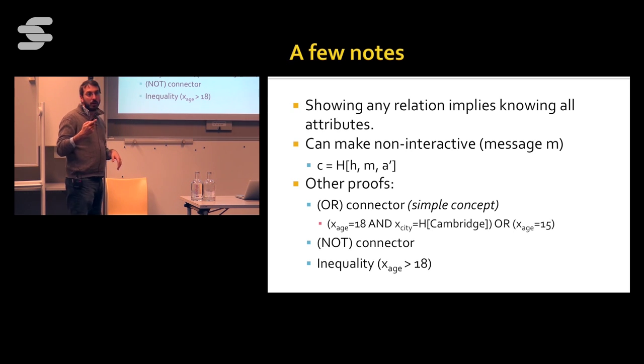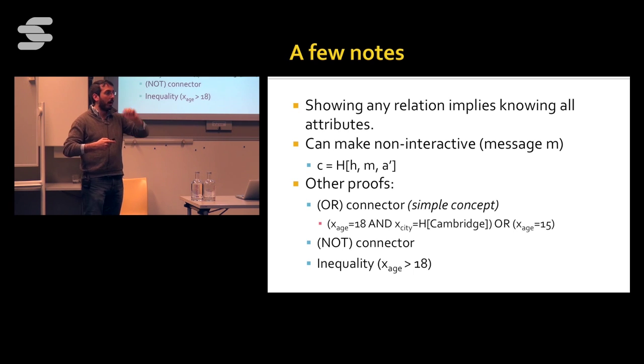And it turns out that you can do more tricks. So I have shown you how to do AND as a relationship, but you can also do OR. I'm either 18 or 19, or I either live in Leuven or there, but I'm not going to tell you what. And it turns out that you can also do NOT.